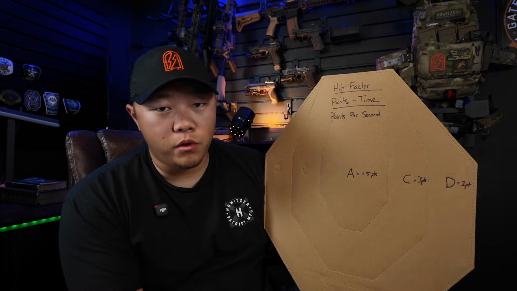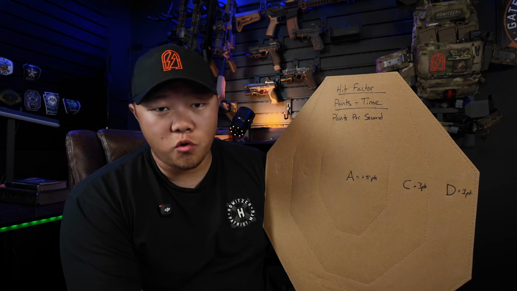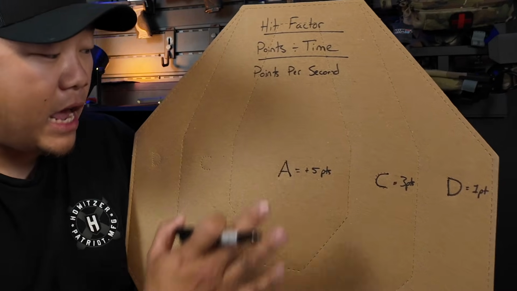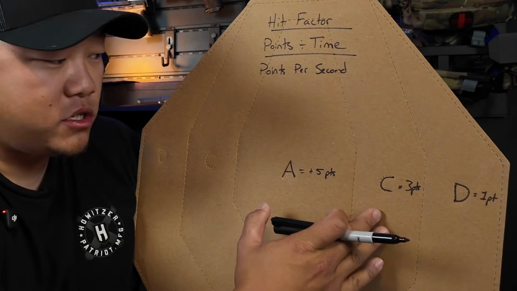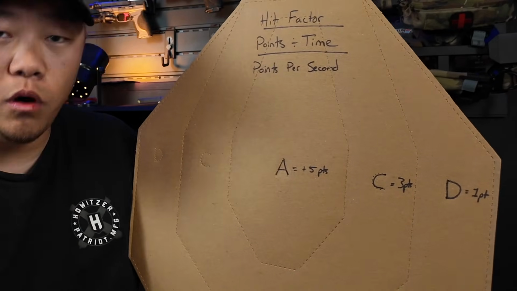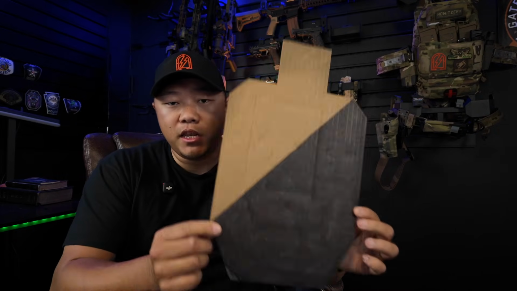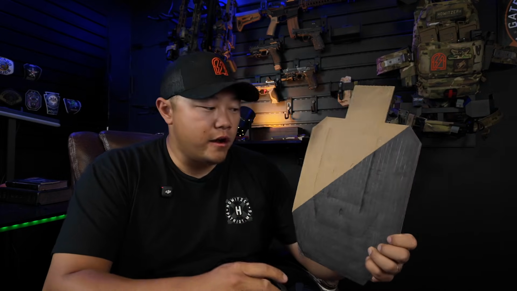Before we go any further, I want to make sure you guys understand the scoring zones and the values associated with them. We've already said that alphas are worth 5 points, charlies are worth 3 points, and deltas are worth 1 point. However, there's a couple of other targets that you might see in a match setting. The first one is going to be a target that looks like this. So this is a mini USPSA target. I use these for dry fire.